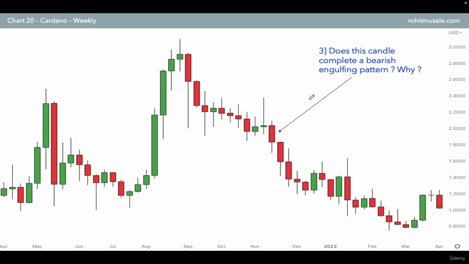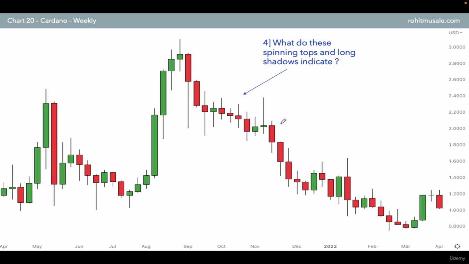Number 3, does this candle complete a bearish engulfing pattern and why? The answer is no, because a bearish engulfing pattern should come after an uptrend, not after a downtrend. What do these spinning tops and long shadows indicate? The spinning tops and long shadows indicate indecision. The spinning tops and long shadows indicate confusion in the market.